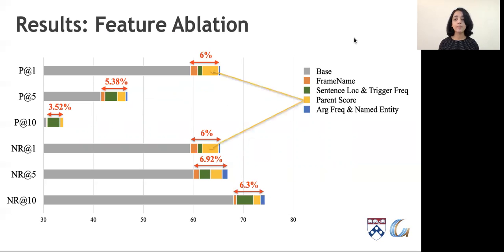Parent score feature captures the event sub-event relations, and it has shown to be very helpful for this task, especially in recognizing the most salient event among these. Finally, argument frequency and named entity features contribute marginally more to the recall than precision.